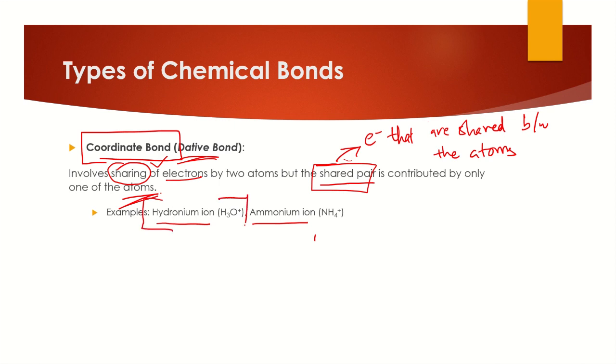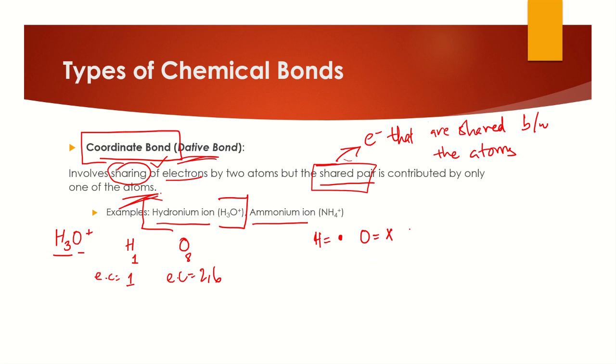Look at the structure of hydronium ion to understand coordinate bond. The formula of hydronium ion is H3O plus ion. So we have 3 hydrogen and 1 oxygen atom. The electronic configuration for hydrogen is 1 and for oxygen is 2, 6. Before we start drawing the electrons, for hydrogen I'm going to represent the electron with a dot, and for oxygen I'm going to represent the electron with a cross.